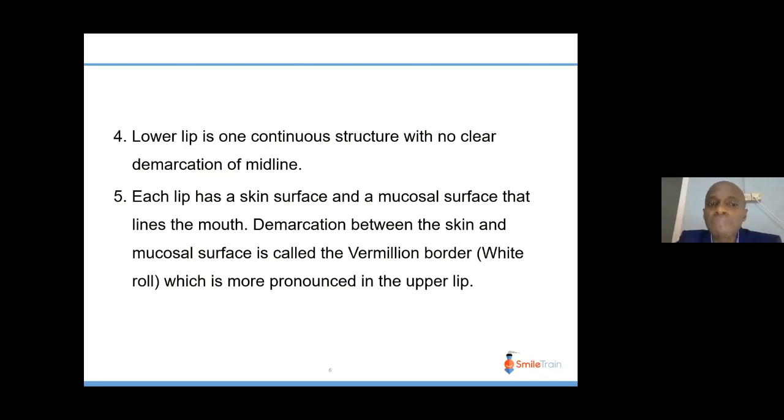So each lip has a skin surface and a mucosal part that lines the mouth. The demarcation between the skin and the mucosal surface is called the vermilion border, or the white roll, which is more pronounced in the upper lip. When you talk of reconstruction of cleft patients, this vermilion border is important for you to reconstruct it back to normal.